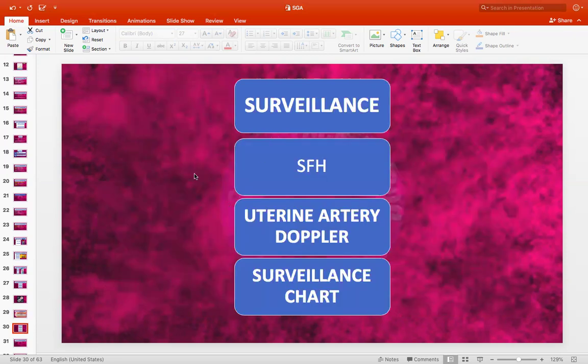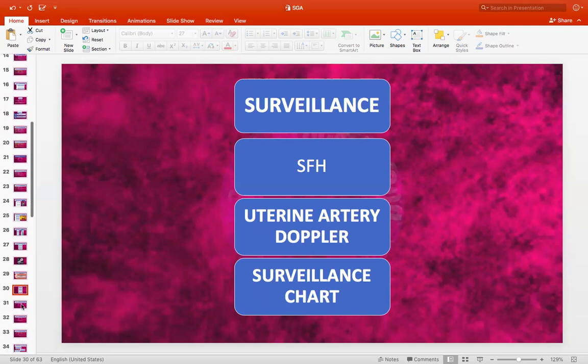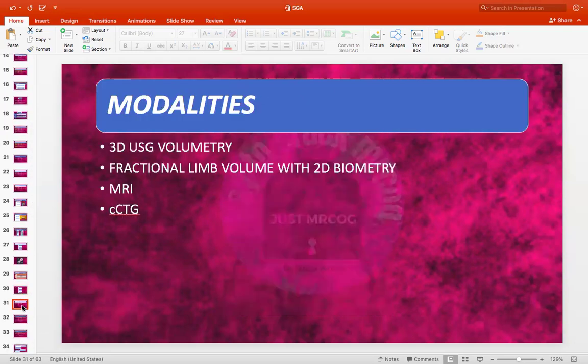Now, coming back to FGA, FGR and SGA, how do we perform surveillance? Symphysis fundal height, uterine artery Doppler, and a surveillance chart. What modalities do we use? 3D ultrasound, fractional limb volume with 2D MRI, and computerized CTG.